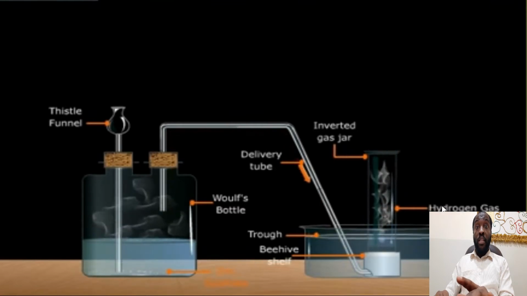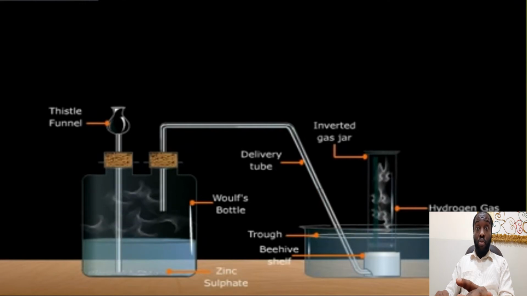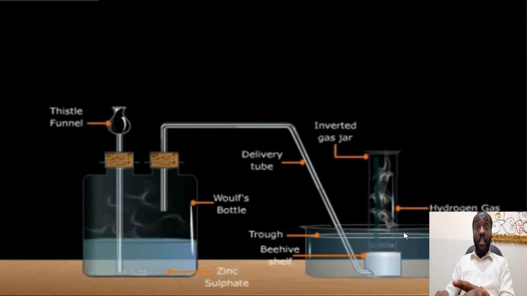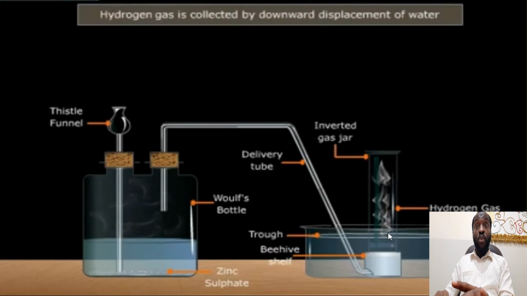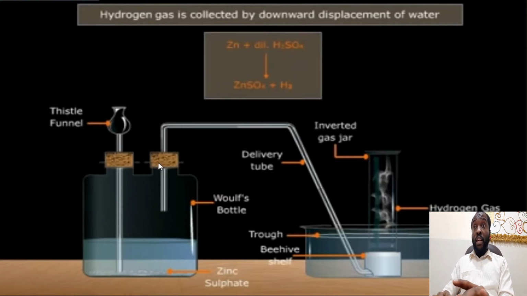Good. So this is your hydrogen being produced. This gas is actually insoluble in water, so it is collected by the downward displacement of water or over water. So these are some of the aspects you need to note concerning the production of hydrogen in the laboratory. And you have your zinc plus dilute sulfuric acid giving you what? Zinc sulfate and hydrogen. So this is how hydrogen is produced in the lab.